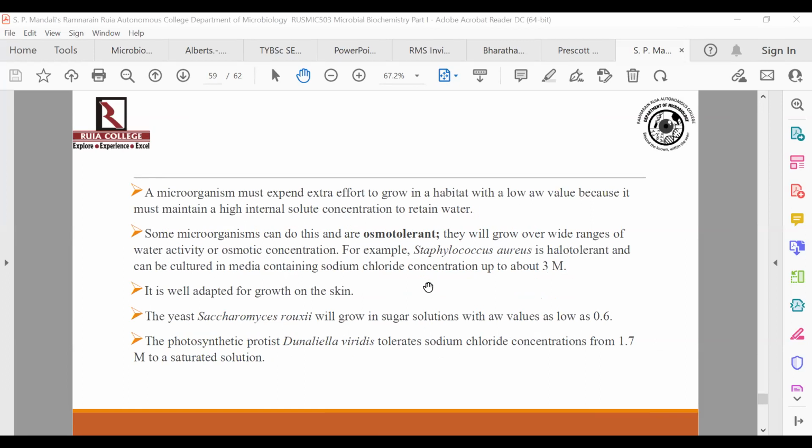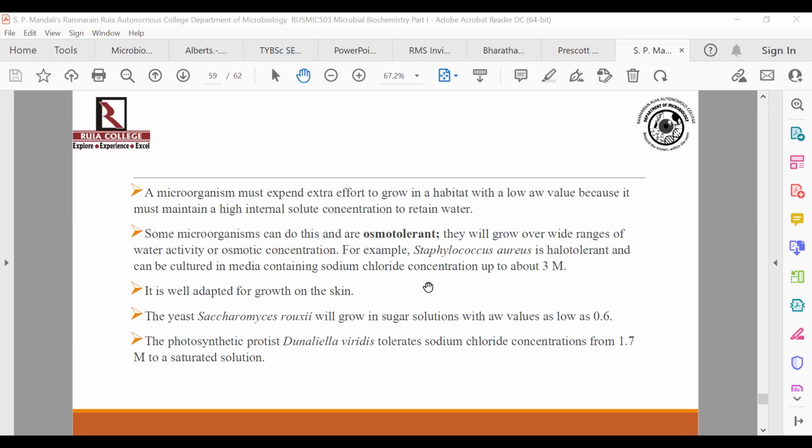So you have to understand that for a microorganism to grow at low water activity, it will have to spend a lot of energy. It will have to spend a lot of ATP in the process. Staphylococcus aureus is halotolerant, and it can be grown in media having salt concentration up to 3 molar. That makes it even adapted for growth on skin, because normally Staphylococcus aureus is found on human skin. The yeast Saccharomyces rouxii grows in sugar solutions wherein there is a lot of sugar present and the water activity could be as low as even 0.6.